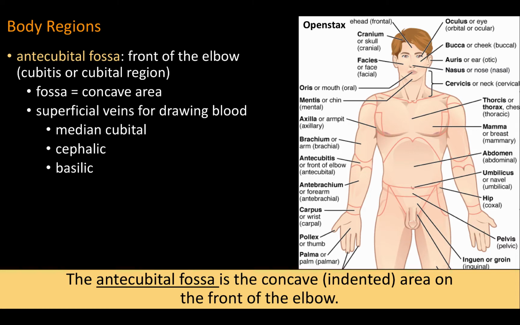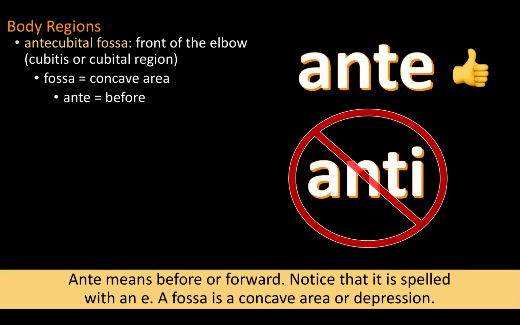The antecubital fossa is the concave, indented, area on the front of the elbow. Ante means before or forward. Notice that it is spelled with an E. A fossa is a concave area or depression.